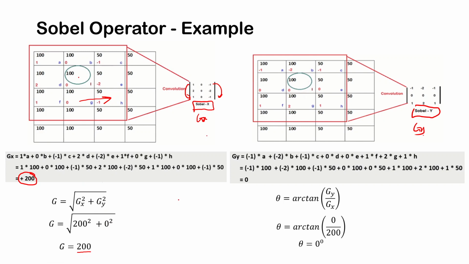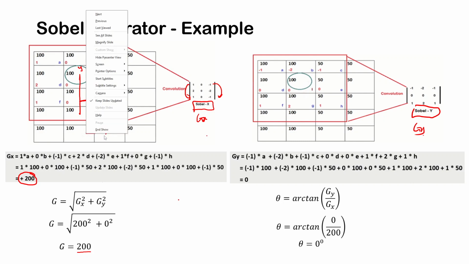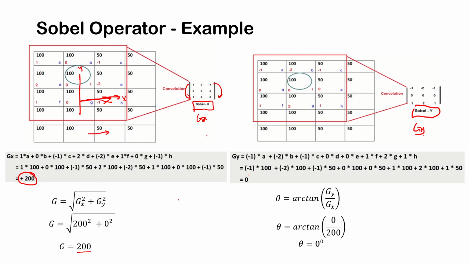Going from here to here, there are changes. The intensity difference is 150, and the gradient magnitude is around 200. The direction of the gradient is 0 degrees. It is going in this direction, so it is 0 degrees because this is x and this is y. The direction goes from here to here, which is 0 degrees. This is how you calculate the gradient using the Sobel operator.